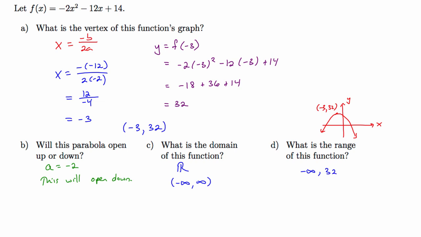The negative infinity will have a parenthesis because it is not a number and we cannot include it, but the 32 will have a square bracket because 32 is actually a y value used by a point on this graph, so 32 needs to be included in the range.